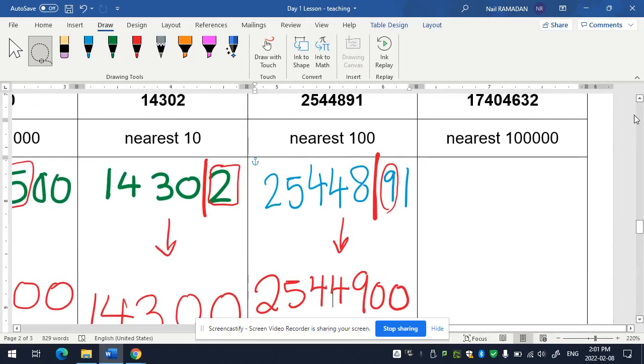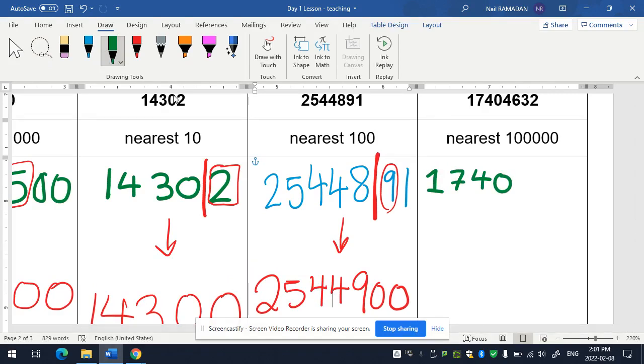Wow. Nearest 100,000. That's fine. Same rule, but the number is just long. 1, 7, 4, 0, 4, 6, 3, 2. I just don't want to make a mistake. How many digits am I going to cut the line after? Just count how many zeros there are. 5 digits. So 1, 2, 3, 4, 5, and you cut.